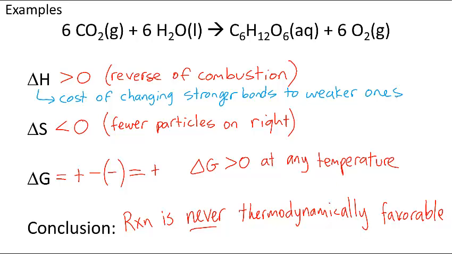And then this reaction has a second cost, and that's the cost of organizing things in a specific way. Because when you take these 12 molecules and make this one big molecule, and then you have the 6 oxygen molecules coming out, you're organizing those smaller molecules into a bigger one. And so this delta S really is the cost of organizing.